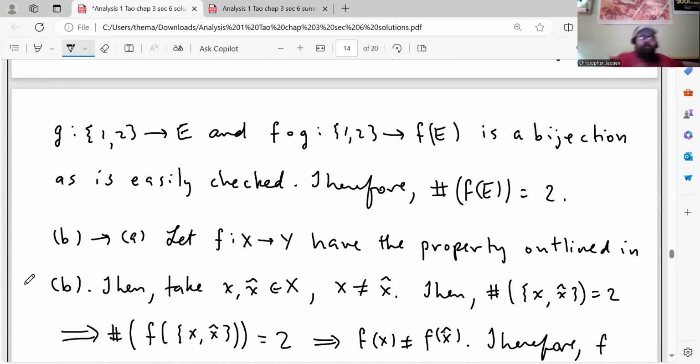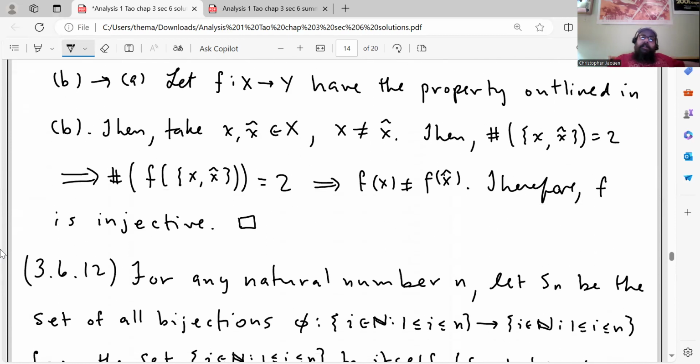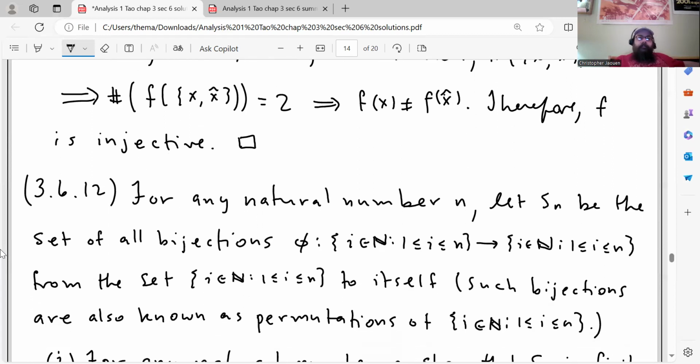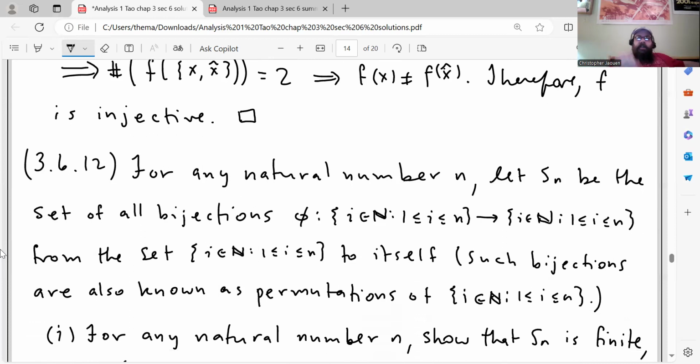Next, I show that B implies A. So let f from X to Y have the property outlined in B. Then take x and x hat in X, where x is not equal to x hat. Then the cardinality of the set containing x and x hat is 2, which implies that the cardinality of the forward image of that set under f is equal to 2 as well, which implies that f of x is not equal to f of x hat. Therefore, f is injective, right? And that's the proof. In other words, A implies B and B implies A. So they're equivalent.